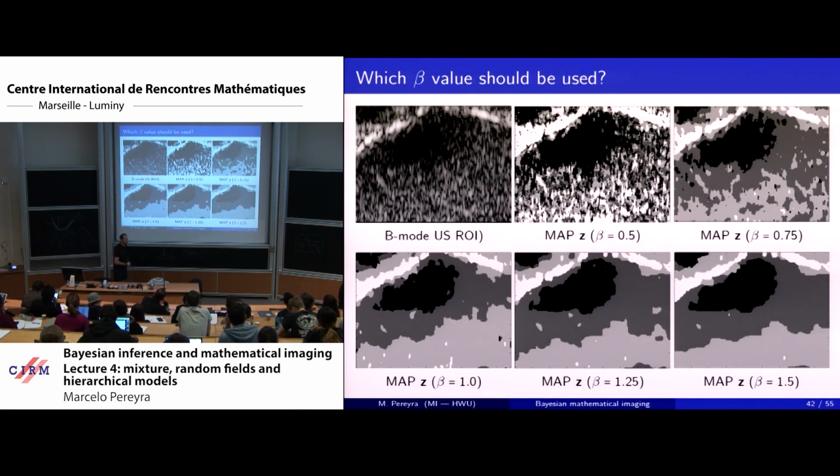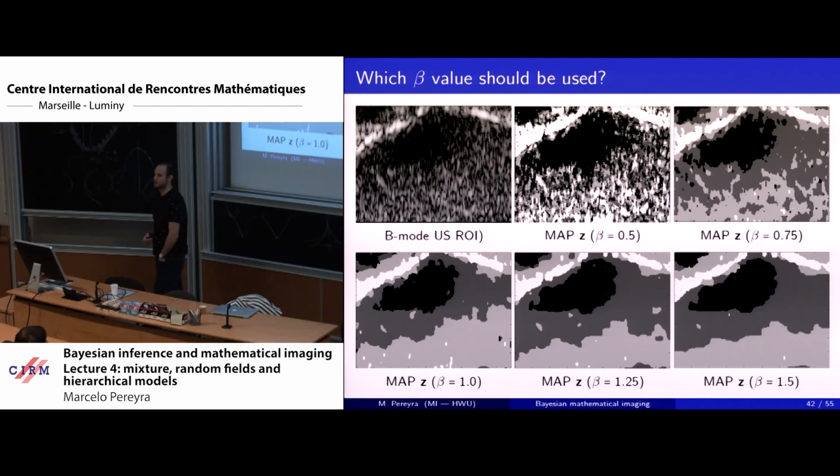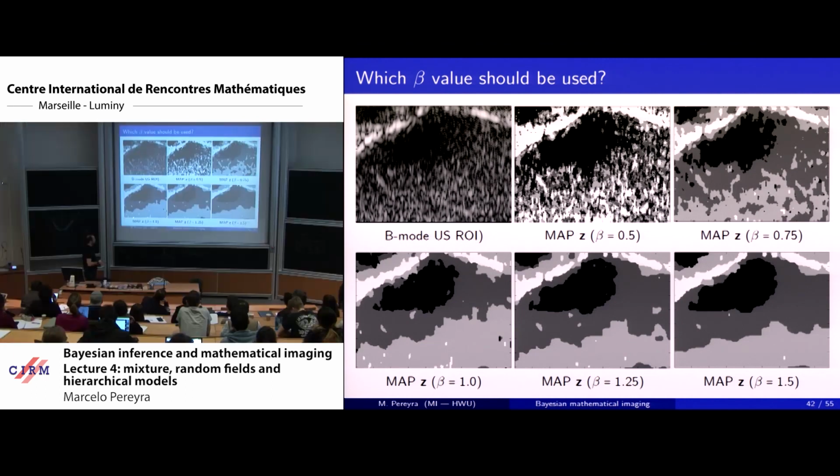So beta is a difficult parameter to estimate. You can't just do a Metropolis Hastings thing, and I'll explain why. This is the B-mode scan, just a slice in 2D, and different beta values give very different segmentation results. We had chosen beta equal to 1, and the dermatologists thought that beta equal to 1 was a good value, but first of all, they were not sure because we can't actually know the ground truth.